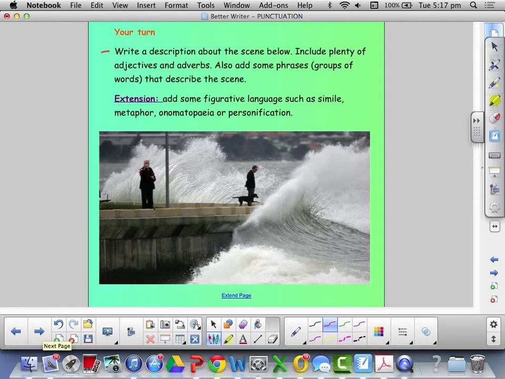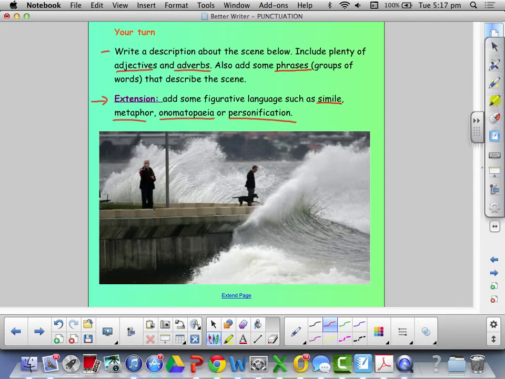Include plenty of adjectives and adverbs. Now, also add some phrases, which are groups of words, that describe the scene. Phrases that describe the scene. Okay. Have a look back in the video if you like and see my adverbial phrase and remind yourself what that was all about. Now, if you are an advanced writer and you want a bit more of an extension, and I hope that's many of you, you're going to add some figurative language such as simile, metaphor, onomatopoeia or personification. Okay, see how much of that you can add to your writing.